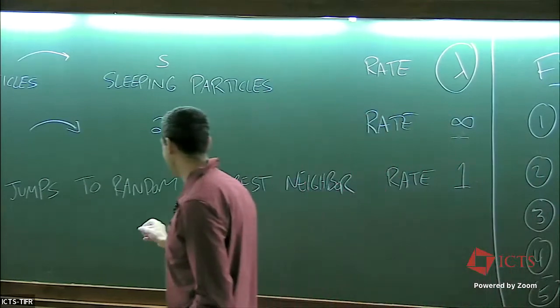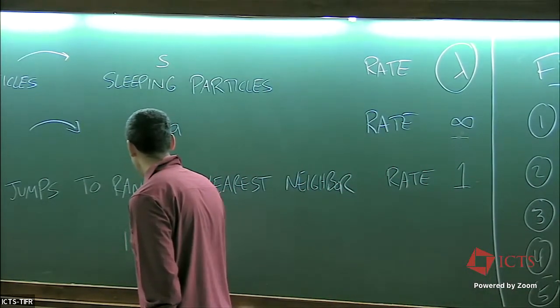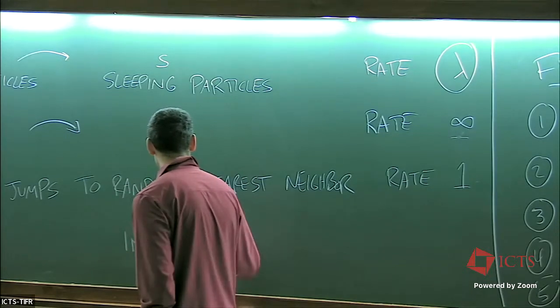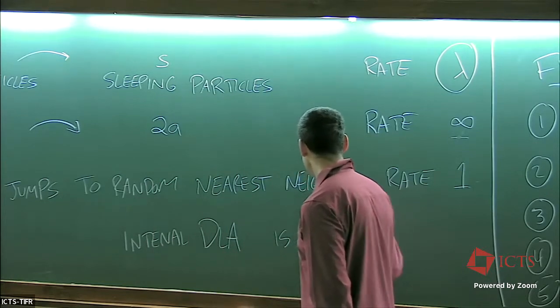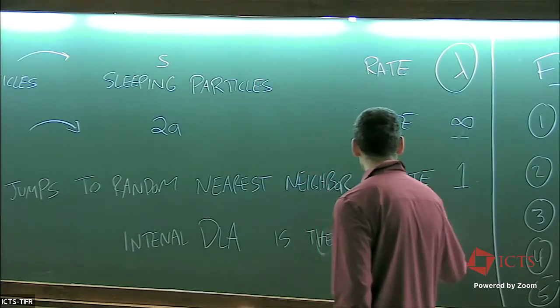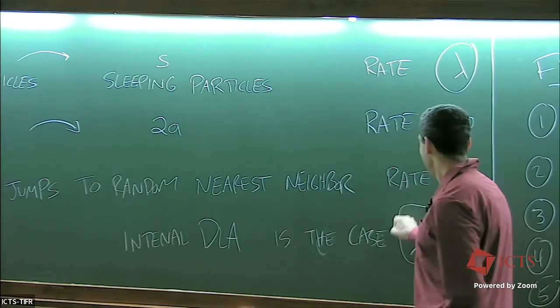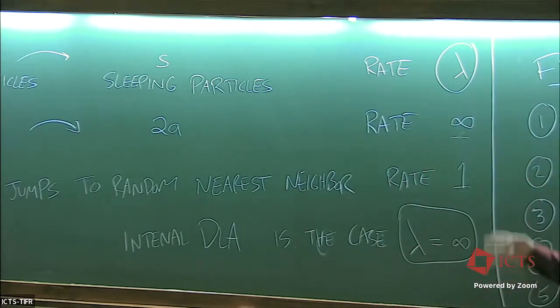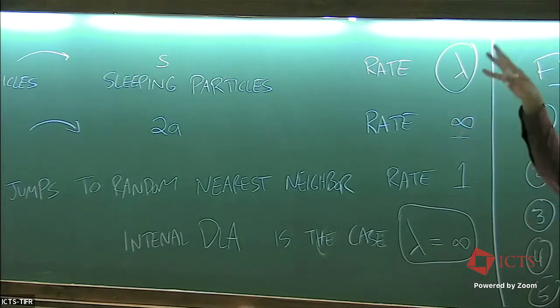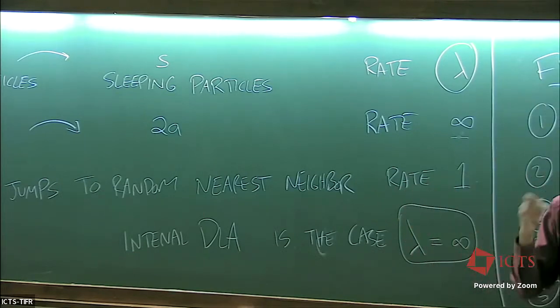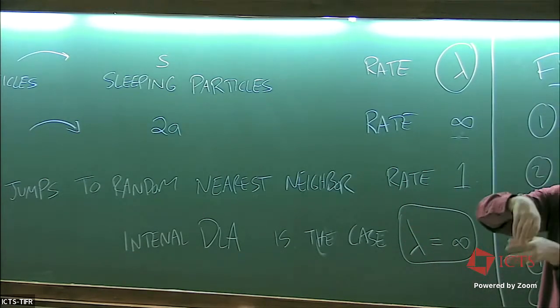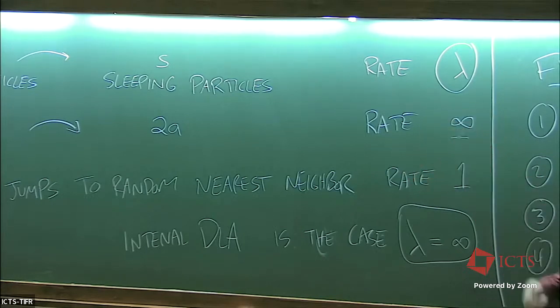So maybe I'll mention, this model has a special name. Internal DLA is the case when lambda is infinite. You might know DLA as the model which forms these fractal branching patterns. When you have particles sticking to a cluster, they walk from the outside and they stick. Internal DLA is a kind of spatial inversion of it, when you have your cluster, but your particles start inside the cluster and they walk to the edge and they stick.